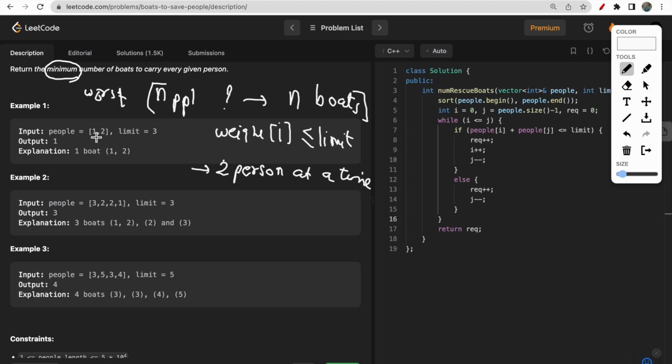Here we can pair up this person with a weight 1 and the person with a weight 2. Summing them, the total weight will become 3, and this is less than or equal to the limit. So we can pair them up and take both persons in a single boat. So that's why only one boat is required here.